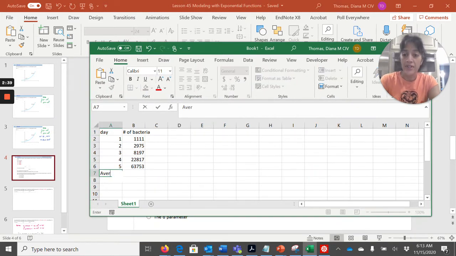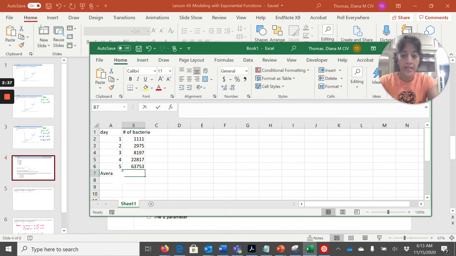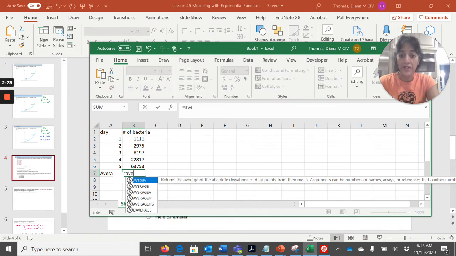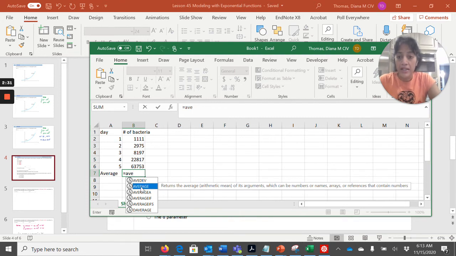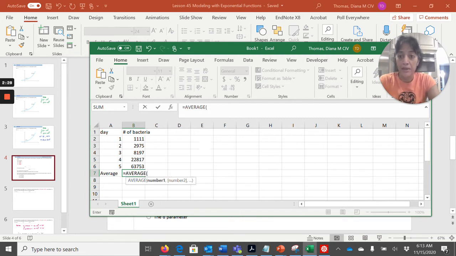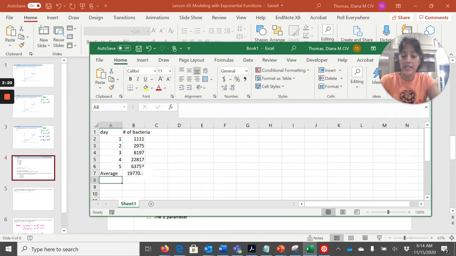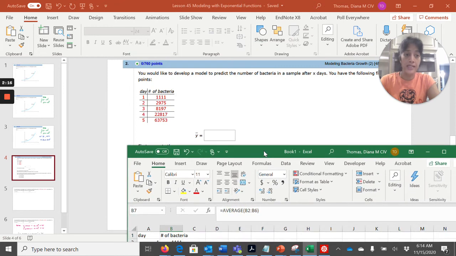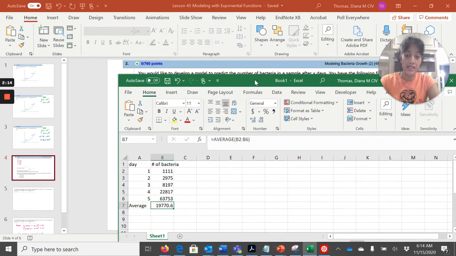And the average in Excel, you just do equals AVERAGE. You'll see it actually show up here. And you'll click it. And you'll put B2 to B with a colon and B6. And you see it highlight all of those. Close the parentheses, and this is the average. So this is what goes into the Y bar. It's what we call the sample mean. You'll hear it in 206. It's called the sample mean.